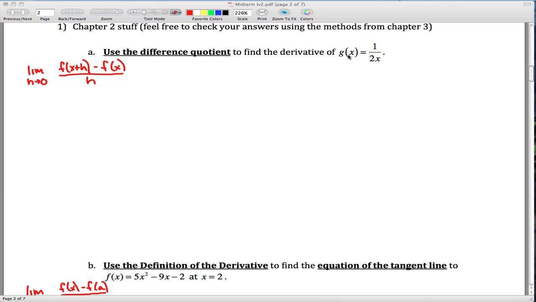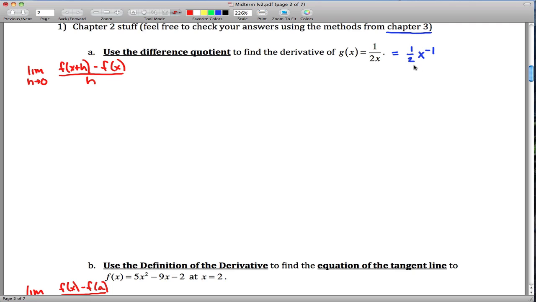Might not be a bad idea to first use our chapter 3 methods to figure out what this derivative is. And I think the easiest way to do that is to recognize that this right here is 1/2 times x to the negative 1. So if we take the derivative, you can leave the 1/2 alone, and then we bring the negative 1 down and subtract 1 from the exponent. So another way to write that is negative 1 over 2x squared. So hopefully this will be what we end up getting when we do a bunch of simplification over here.